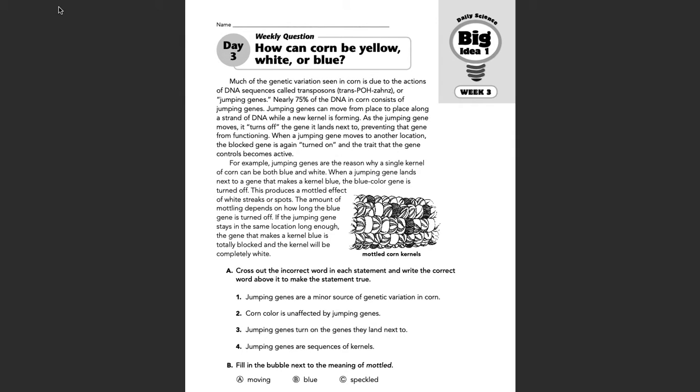Just continuing with the conversation of discussing how corn can be yellow, white, or blue. Continuing to read about DNA, traits, and genes that are being inherited. I'm going to go ahead and read through the passage and then we'll move on to parts A and B.